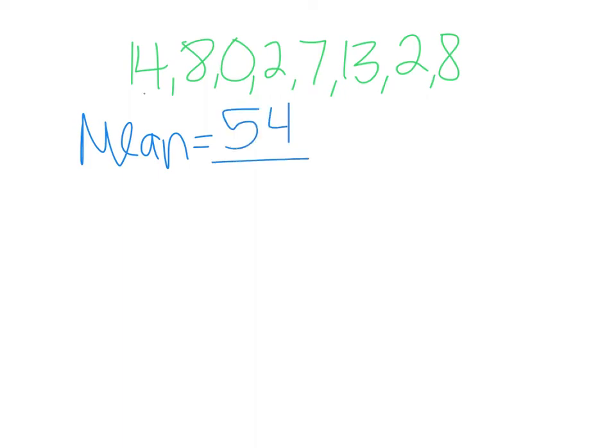And then we have 1, 2, 3, 4, 5, 6, 7, 8 numbers. And yes, I did include that 0. 0 is a number in the data set. Yes, you didn't really need to add it because it didn't make a difference in the addition, but it does need to be included as a number that we're dividing by. Because if someone gets a 0 on the quiz, it affects the overall average, the overall mean. So 54 divided by 8 gives me 6.75.